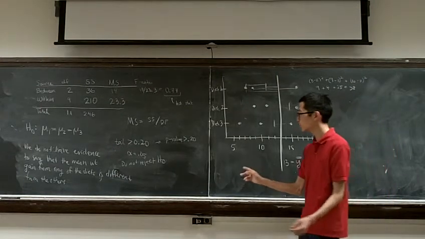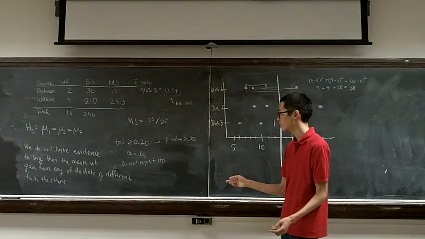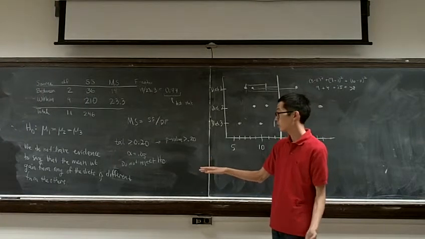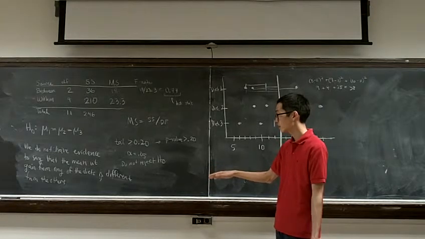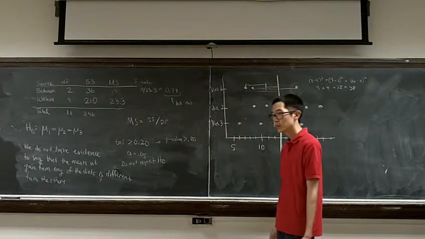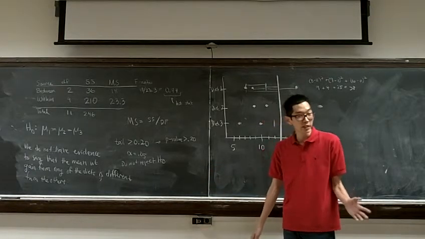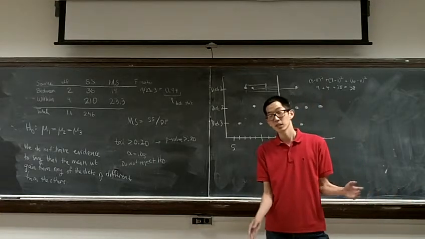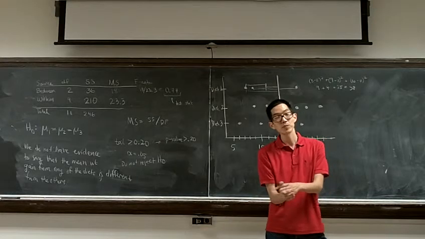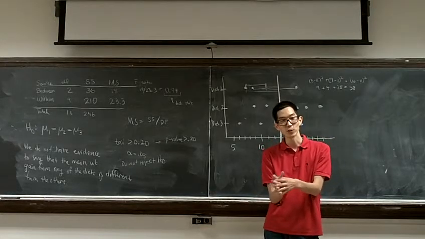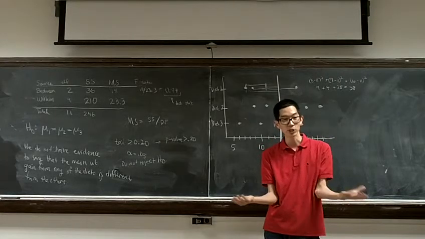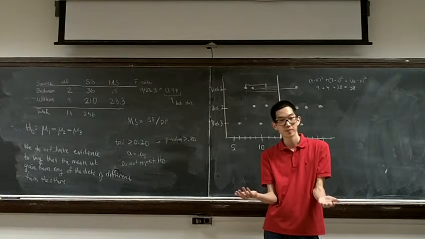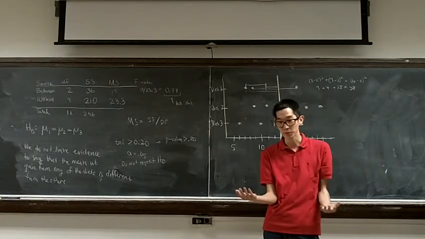If we were to reject the null hypothesis, all we can say is that we have evidence to say that the mean weight gain from at least one of the diets is different from the others. Okay? The weakness to ANOVA is that it doesn't tell you which diet was different. Okay? You don't know which one.